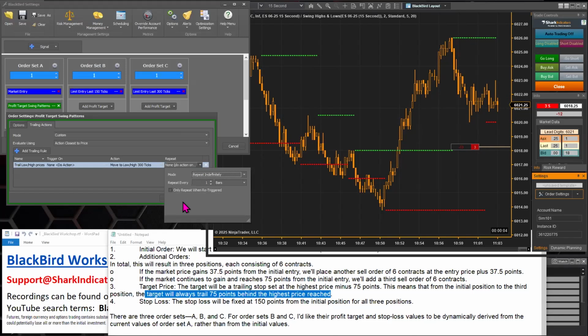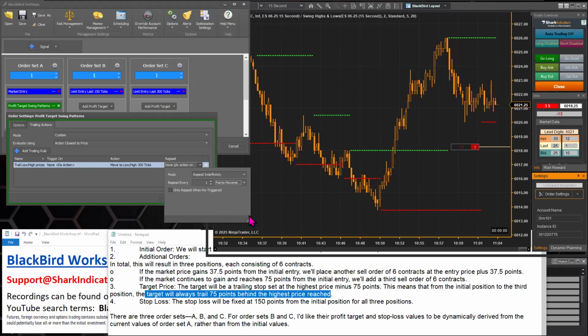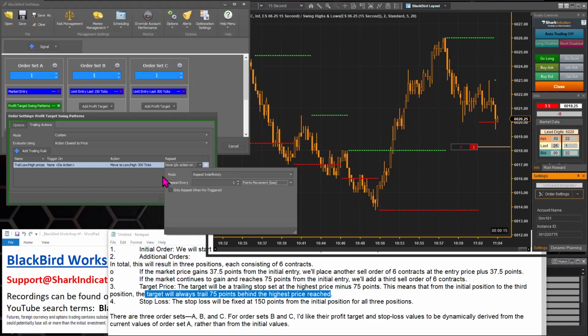And here's another option that we have. You can wait for the bar to close and then move our profit target in a little tighter. Or we could move our profit target on a tick by, well, this is points, sorry. Actually, we have a bunch of options here. As the market moves each point higher or lower, we could move that profit target based on each point of movement.